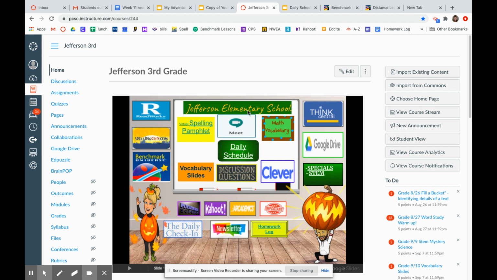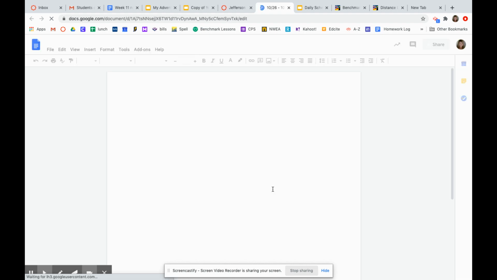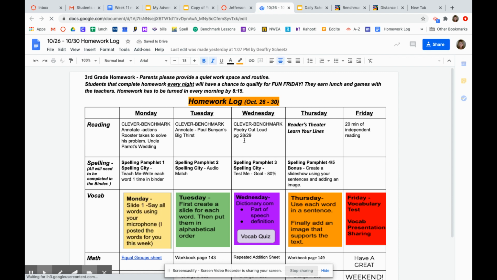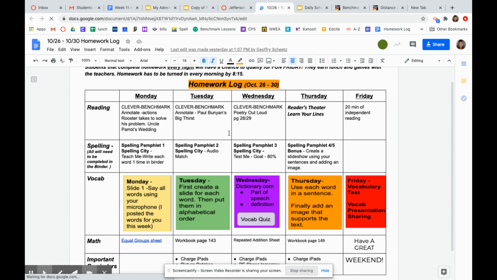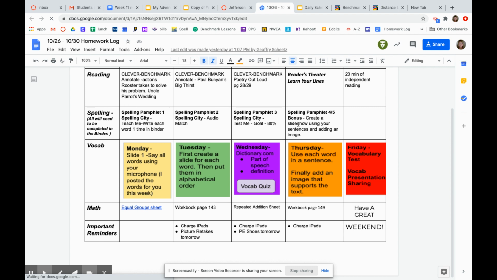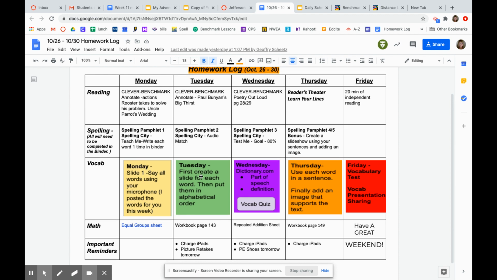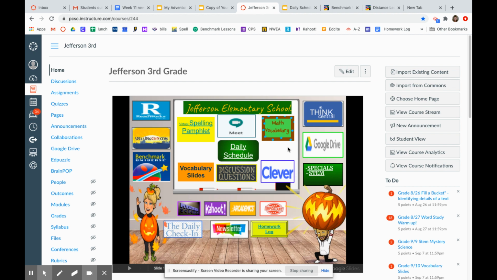And Mr. Sheet should have everything up for you for math. Your homework log's down here. You are not required to follow this homework log, but it does let you see what we're doing in class. Twenty minutes of reading every night is something that the students do, and I hope you are doing that also. And that's about it. This would guide you through what we do in our spelling pamphlet and what we're doing on our vocabulary each day. And that's all I've got for you.